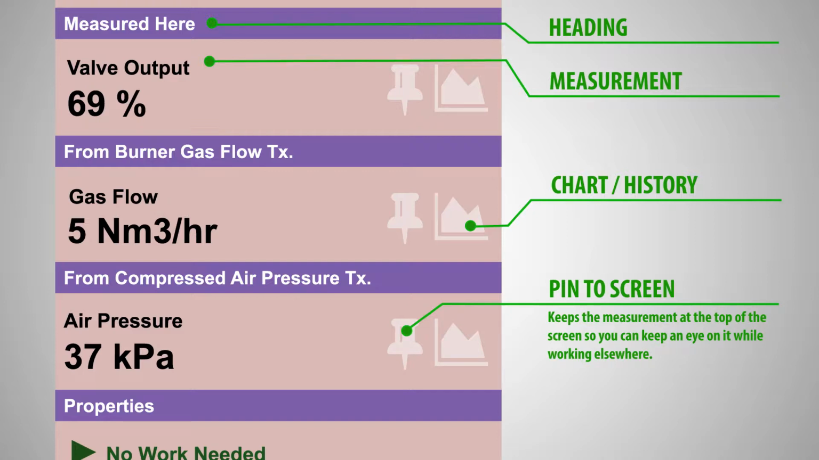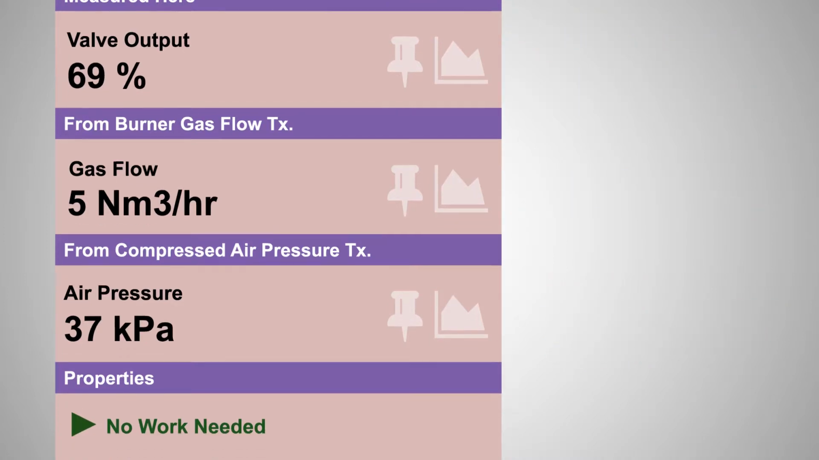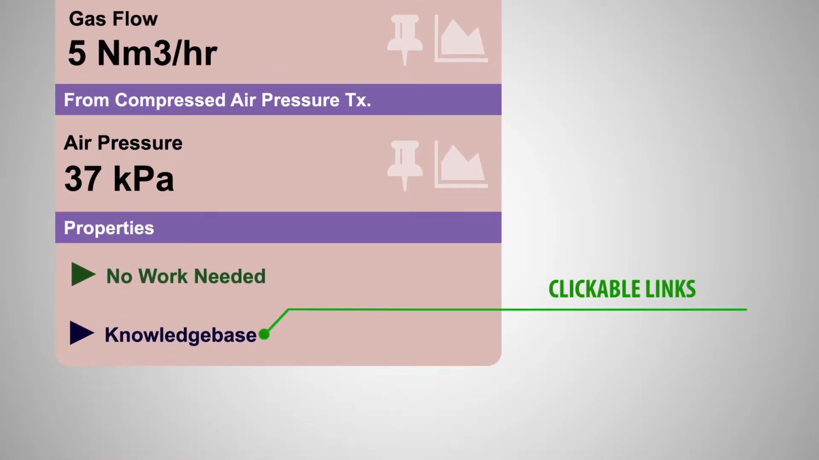Some measurements include buttons. Press Chart to get access to measurement history, or Pin to place that measurement at the top of the screen so you can continue to watch it while you work elsewhere. Items with arrows next to them are links. Touch them to download documents or open other programs.